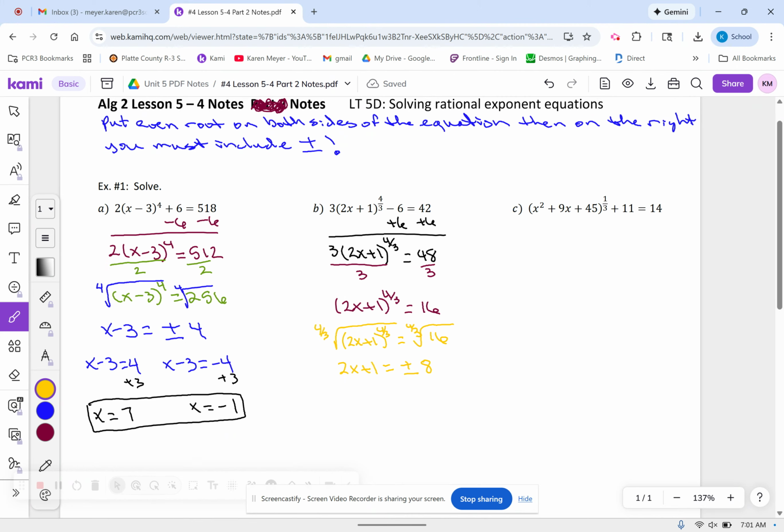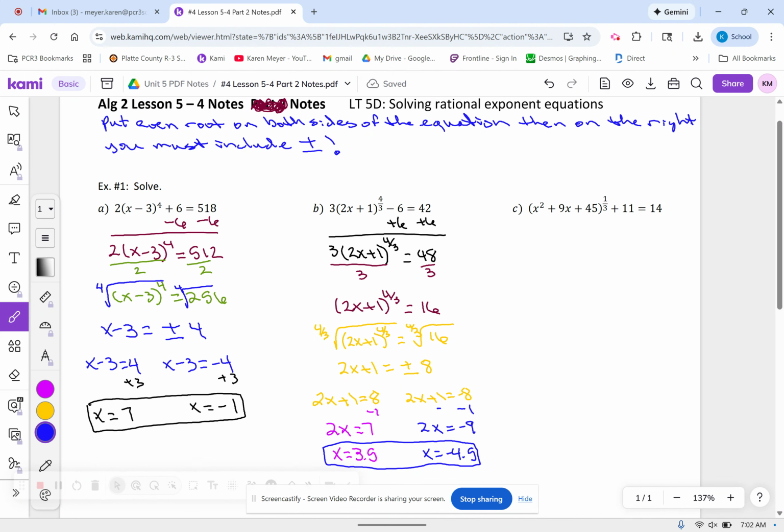So then you would want to split your plus or minus. So 2x plus 1 equals positive 8, and 2x plus 1 equals negative 8. So then I'm going to go through and solve each one. So subtract 1, so 2x equals 7. Divide, and I get x equals 3.5 as my first answer. Over here, I'm going to subtract 1, so 2x equals negative 9, and then if I divide by 2, my second answer is negative 4.5.